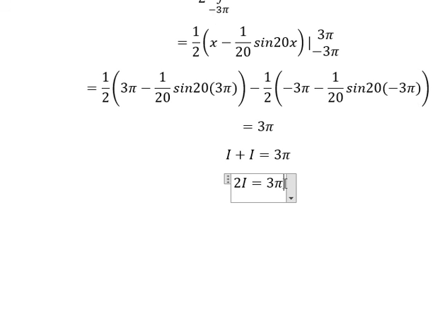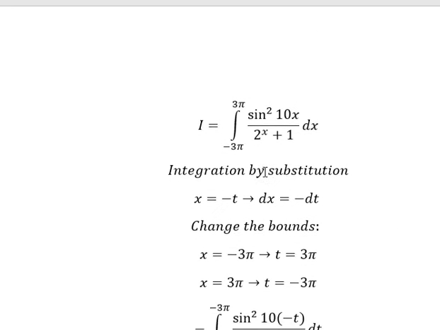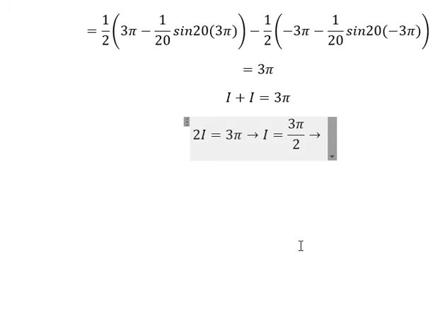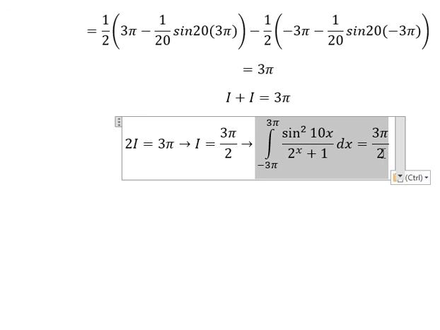Later, we divide both sides by number 2. And we change I into this one. And here is the final answer. This is the end.